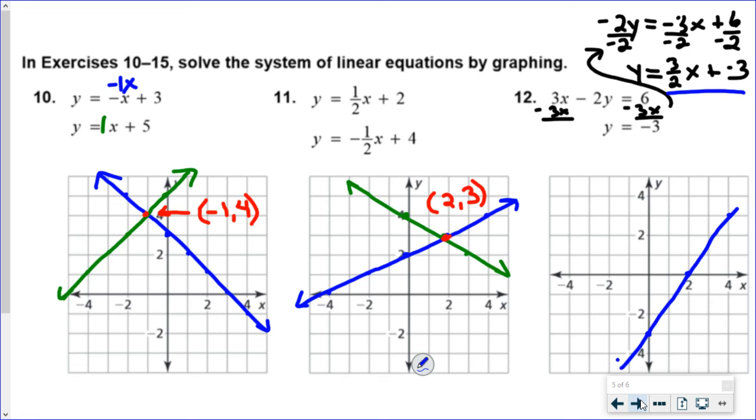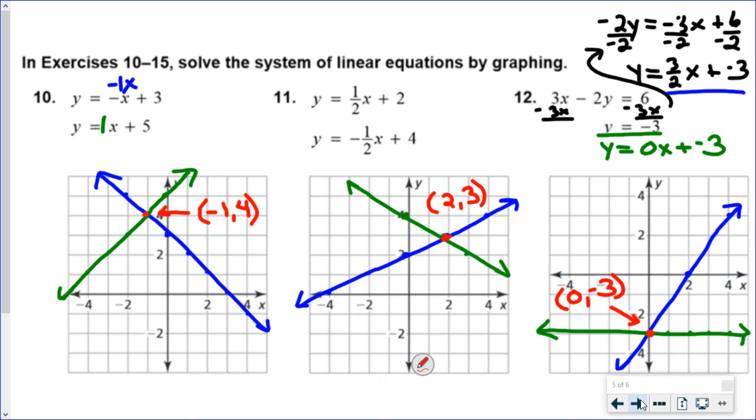Extend that one. Now the green line is tricky. Look here. How many x's do I have? I really have 0 x's, but my y-intercept is still -3. Now remember, 0 x's means I rise 0, run numbers. That's a funky line. But again, the whole point is, where do these two lines cross? Right there at (0, -3). Be careful, that's over 0, down 3.